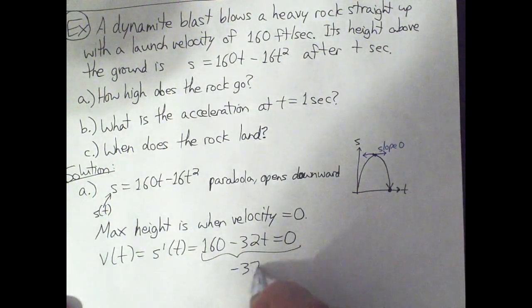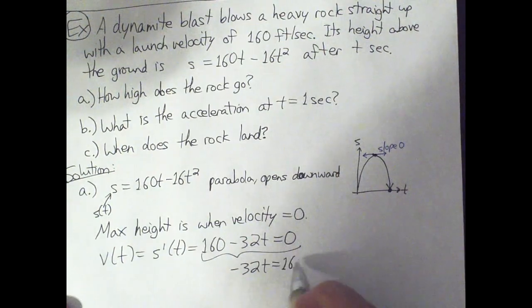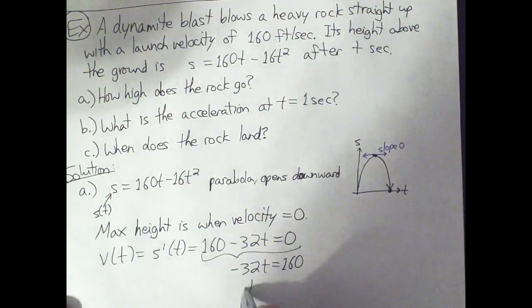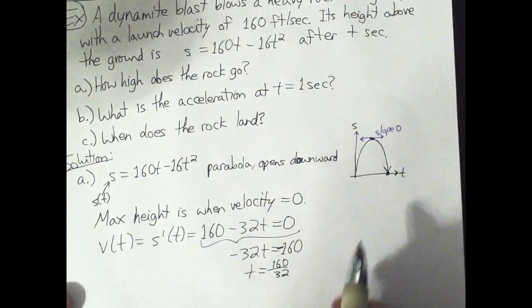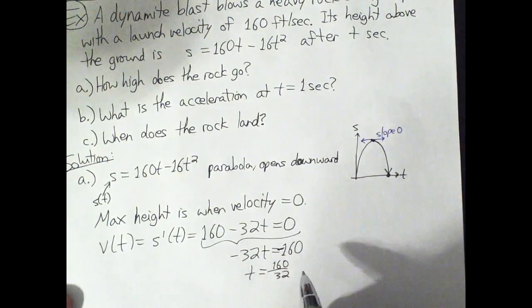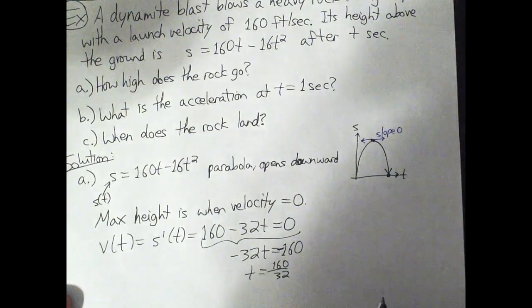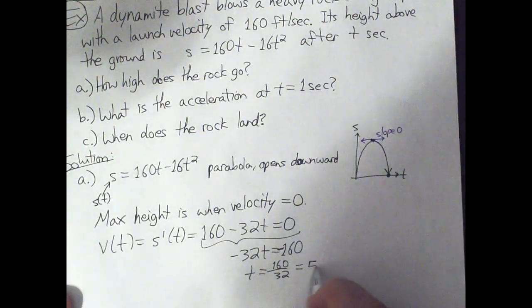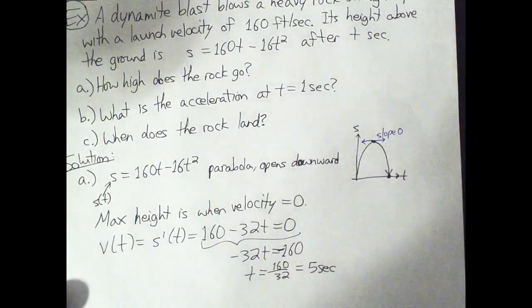Yeah. I get t equals, let's see, negative 160 over 32 is positive 160. Negative 160 over negative 32 is positive 160 over positive 32. So this equals 5 seconds. Did we answer the question? No, we didn't answer the question.